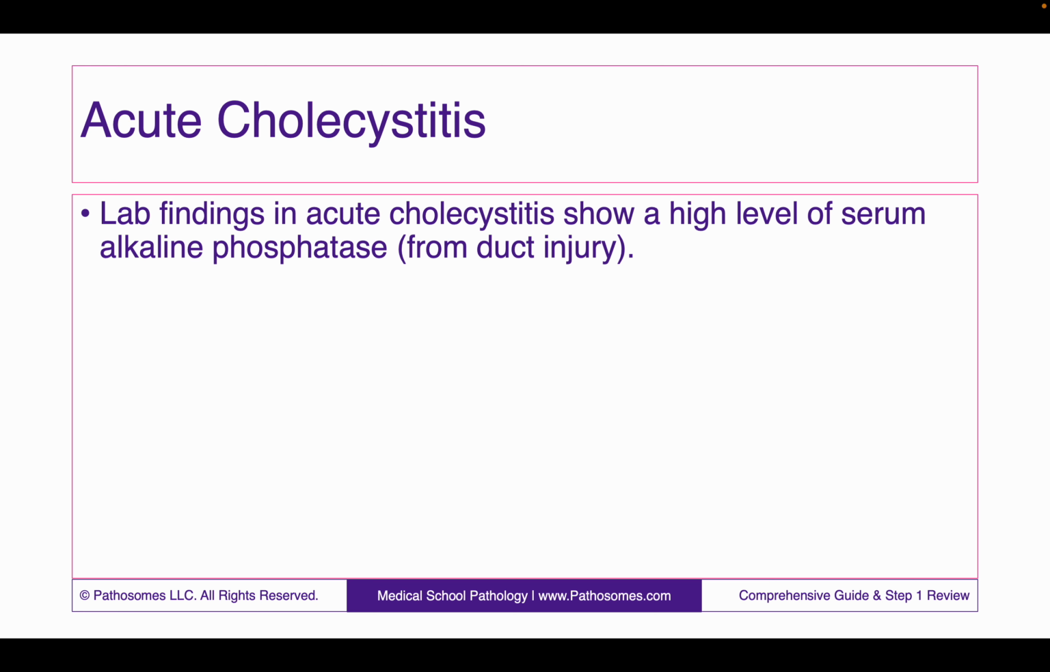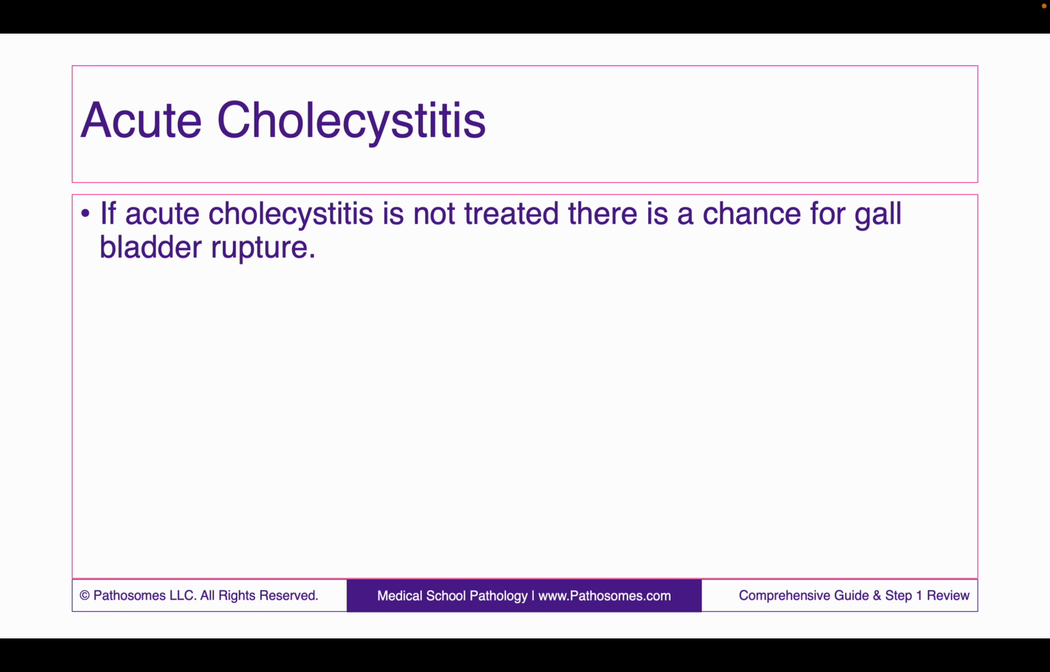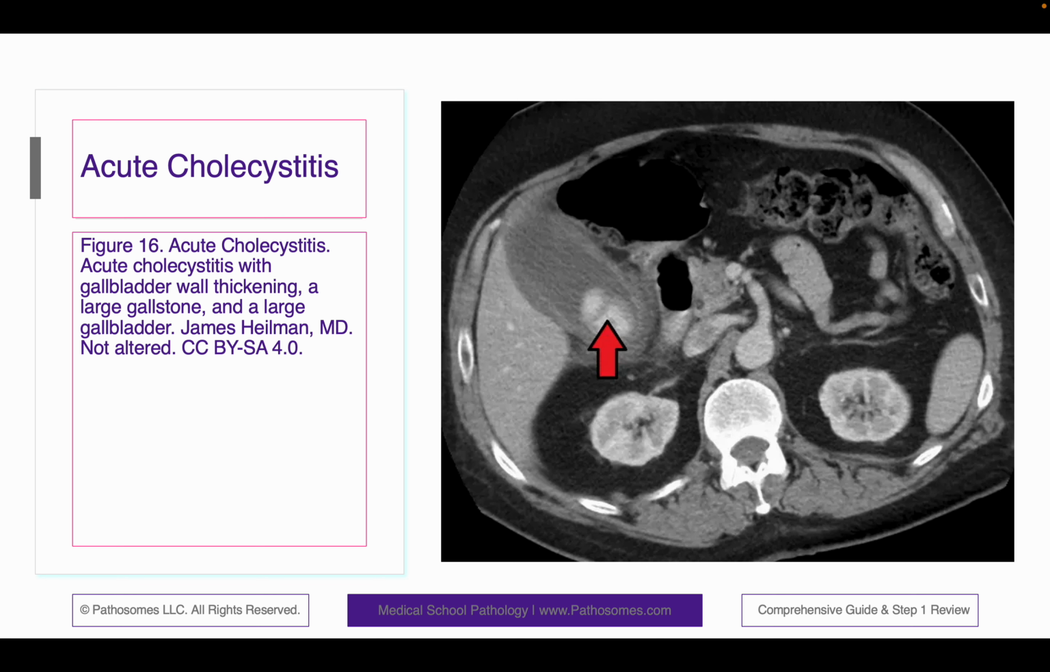Lab findings in acute cholecystitis typically show a high level of serum alkaline phosphatase, and that's due to the duct injury. If acute cholecystitis is not treated, there is a chance for gallbladder rupture. Now here, in this image, we can see acute cholecystitis with gallbladder wall thickening and a large gallstone and enlarged gallbladder as a result.